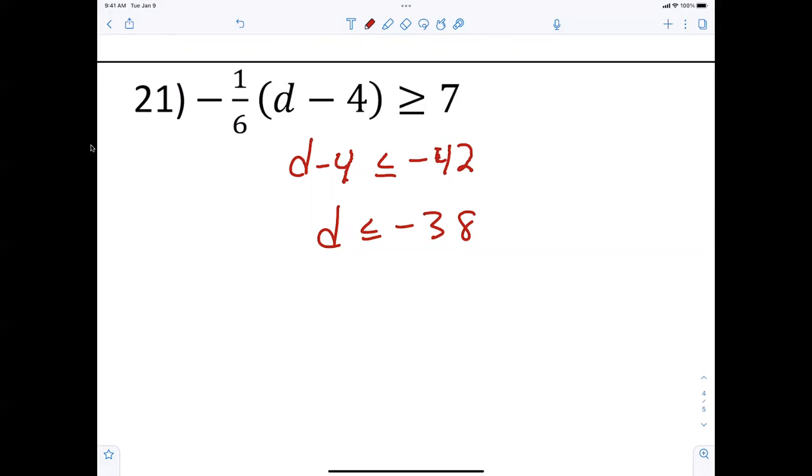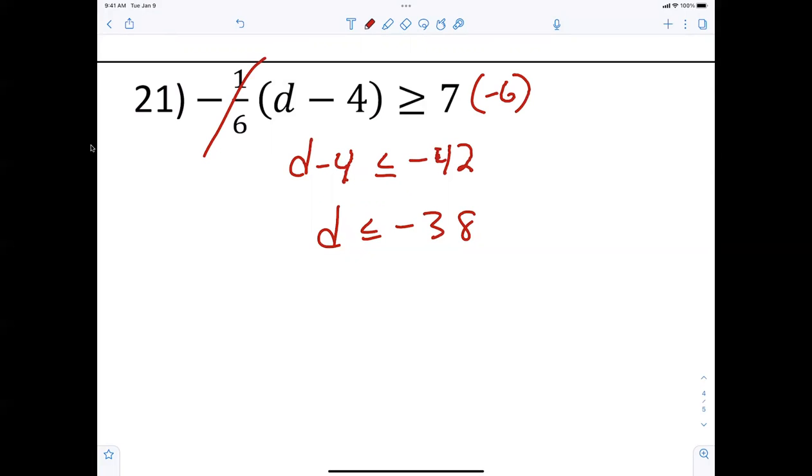Anybody have any issue with 21? Yes, go ahead. Did we multiply by a negative? True. You see what I'm saying, right? I multiplied by -6. Therefore, I changed the sign.